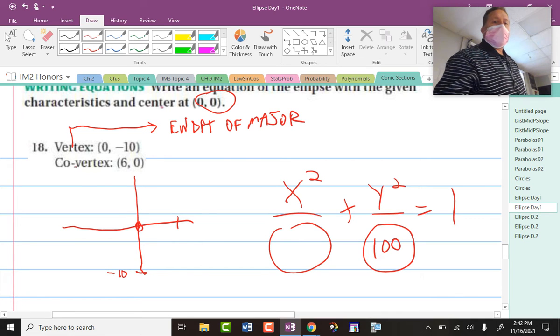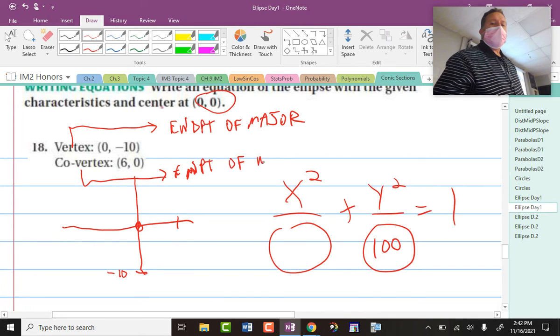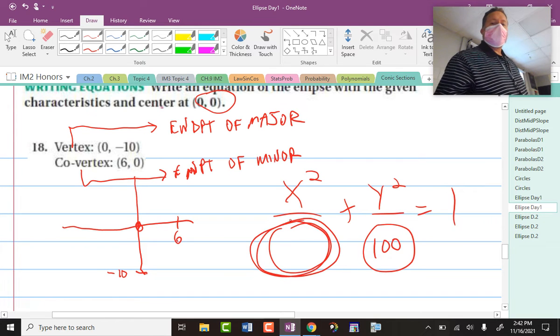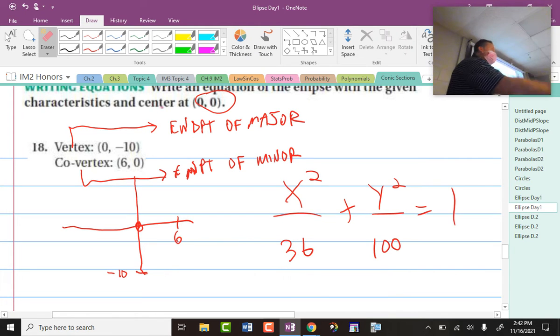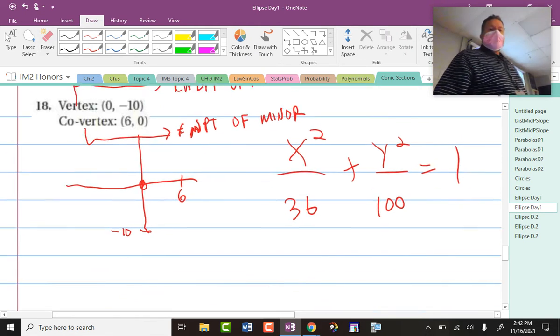Oh, and then a covertex, that's the endpoint of the who? 3, 2, 1, go. Minor axis, that n turned into an m. And it is shorter, so it makes sense that that's the endpoint of the minor axis. So what number goes here? 36. That's it, you're done. Erase those circles so they're not all, let's move on. These are easy.